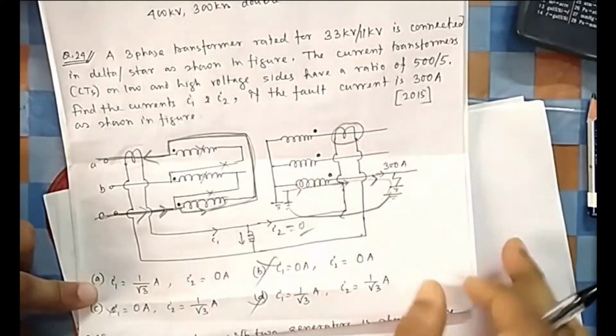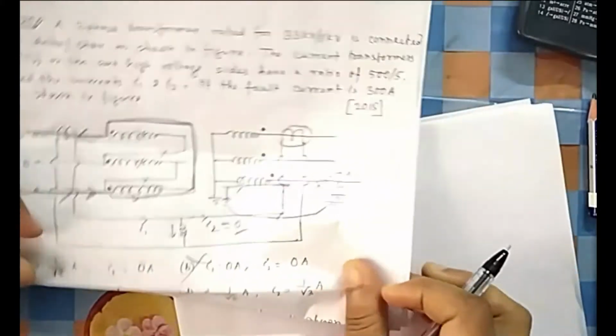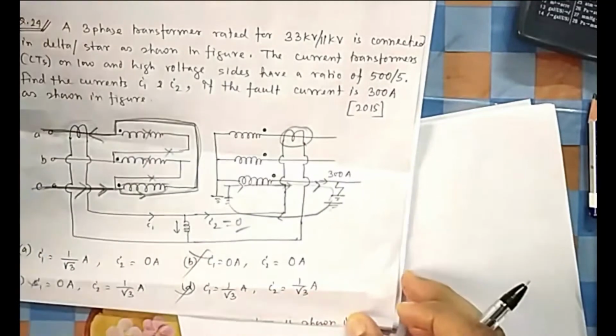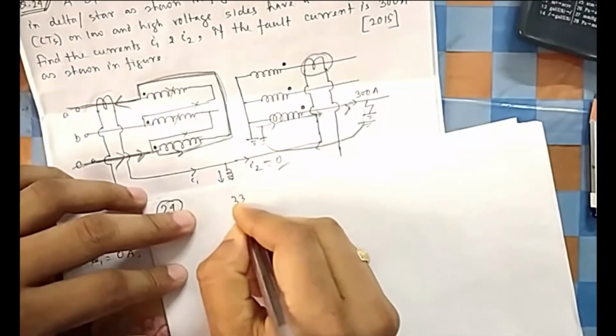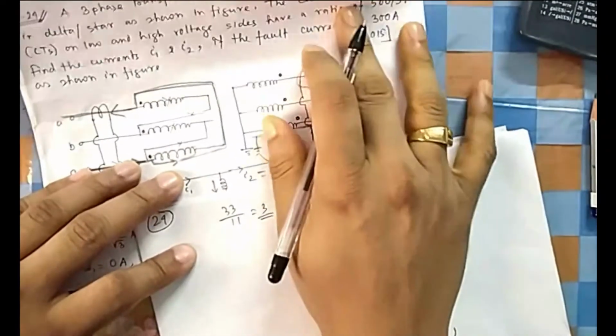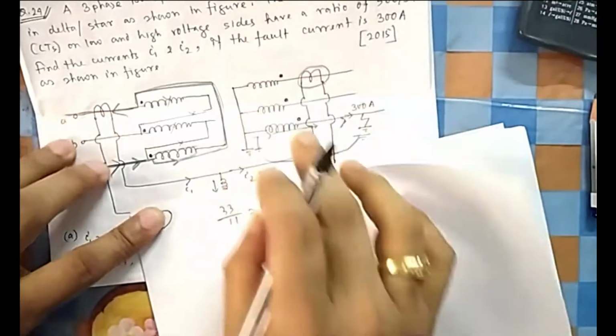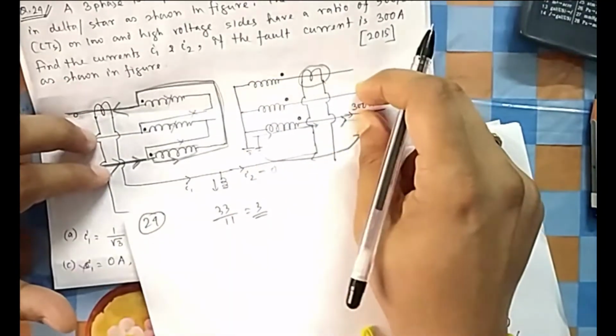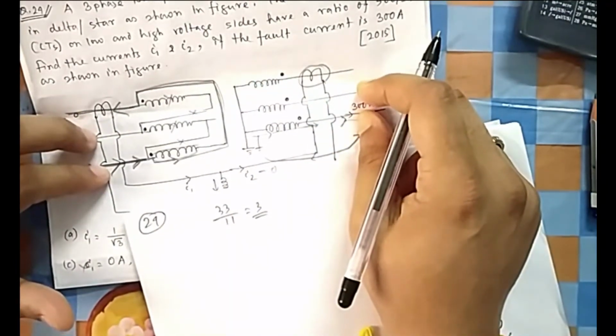But if we want to calculate it, we can also calculate this current. How will we calculate? What is the turn ratio here in this transformer? Is it 33/11? Is it 3 turn ratio? No, I have also explained it in that numerical. 33/11 is the line voltage. What is the line voltage here? That is the ratio between these two.